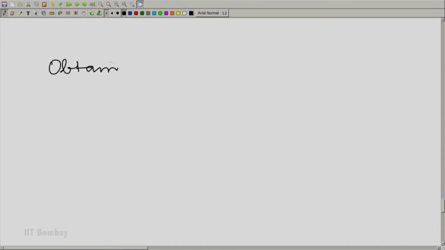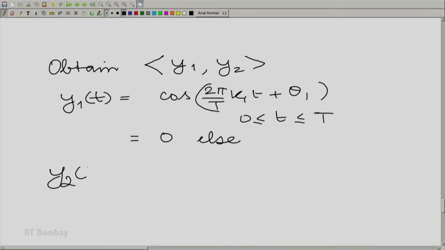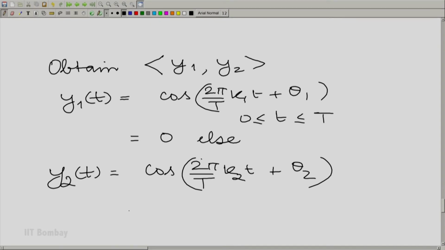So, essentially what we are saying is find out the dot product of, let us say, y1 and y2, where y1(t) is equal to cos(2 pi by T k1 t plus theta 1) only between t going from 0 to capital T and 0 else, and similarly y2(t) is cos(2 pi by T k2 t plus theta 2) for again t going from 0 to capital T and 0 else. Well, that is an easy dot product to calculate. All that we need to do is to multiply these two signals and integrate between 0 and T.